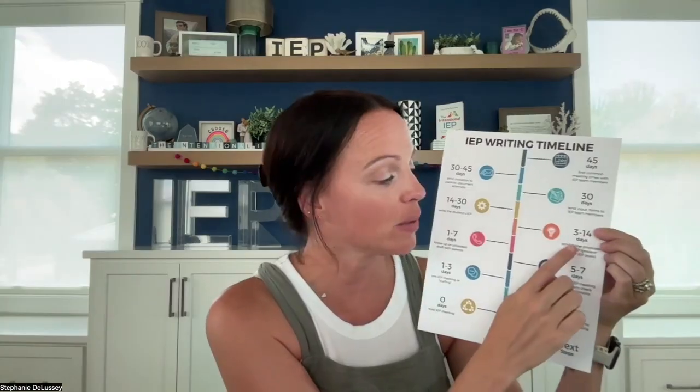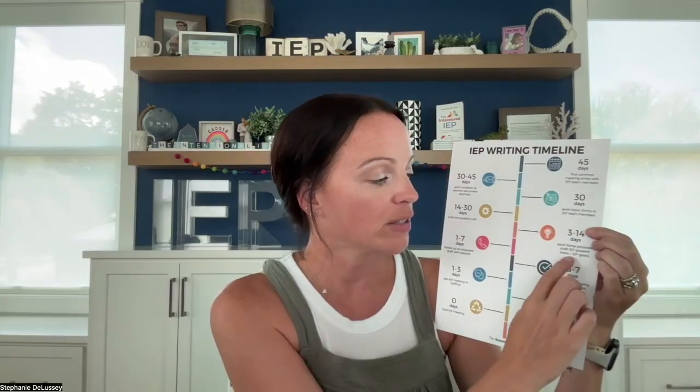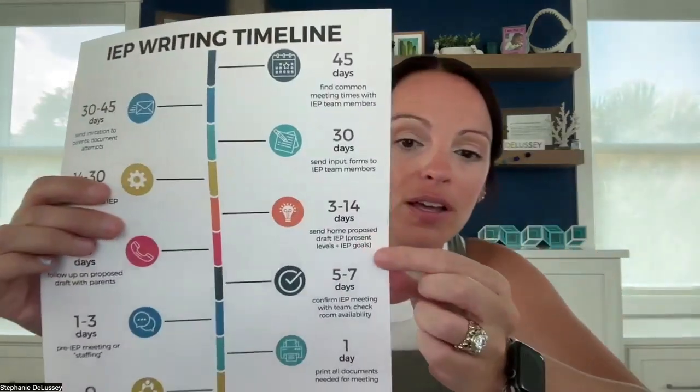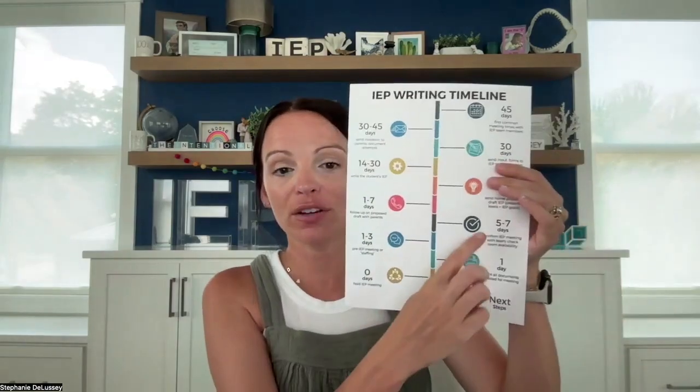Okay. Then why was I talking about the draft IEP? 3 to 14 days out, you're going to send home that proposed draft IEP goals and the present levels. And it even says present levels and IEP goals. Okay. 3 to 14 days. Why is there such a wide array here? Why doesn't it just say 3? Why doesn't it just say 14? Because now we're getting down here and the numbers are smaller.